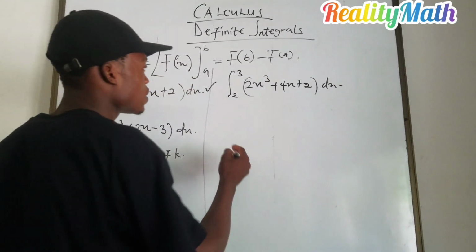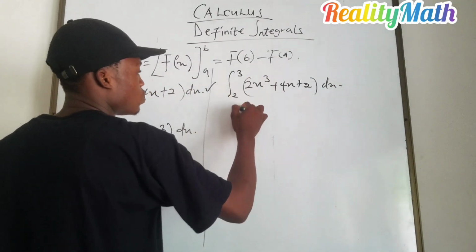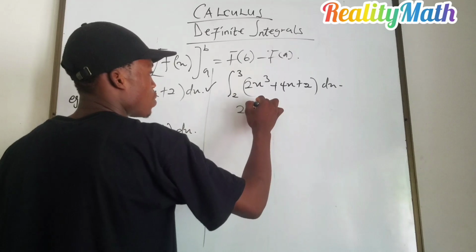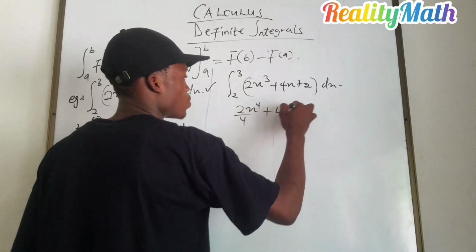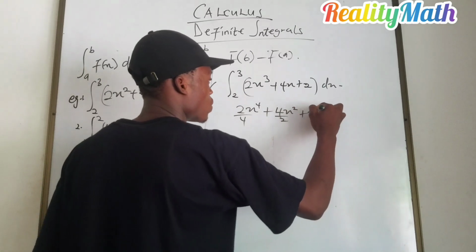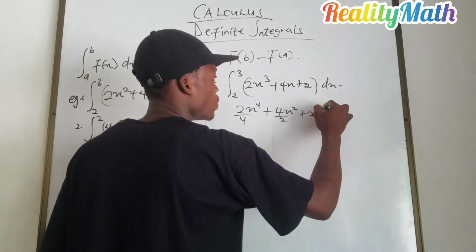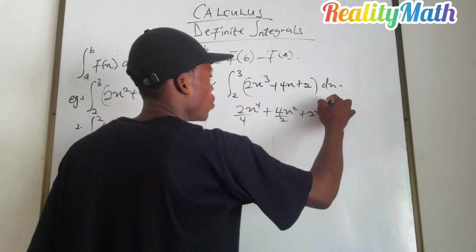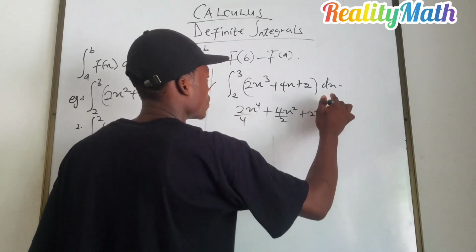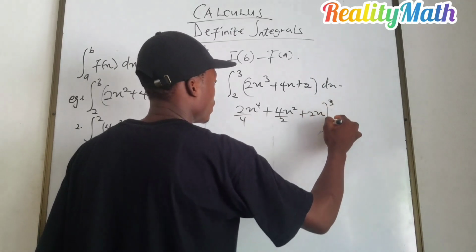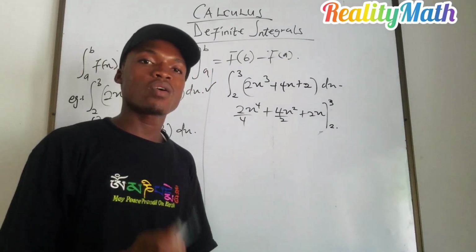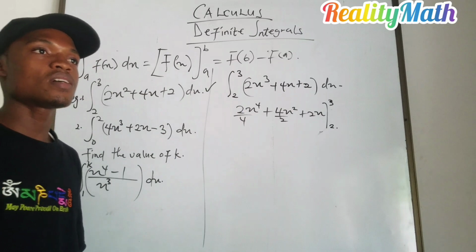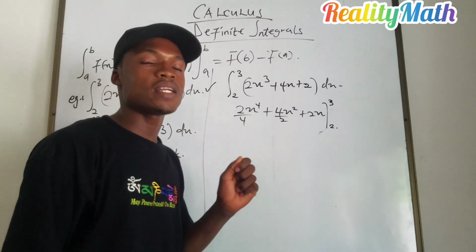So let's integrate this. What are you going to have? This is going to be 2x to the power 4 all over 4, plus 4x to the power 2 all over 2, plus 2x, all evaluated at 3 and 2. Now mind you, here you will not bring the constant c, because the constants cancel out. You are now going to get a definite value.